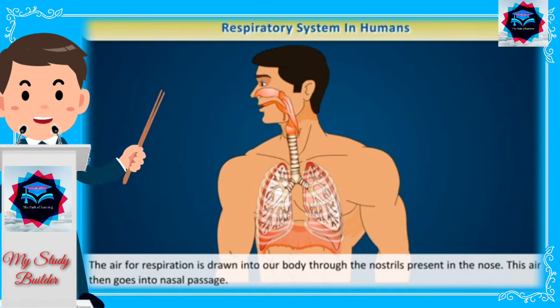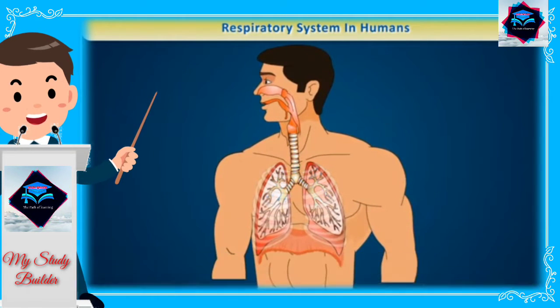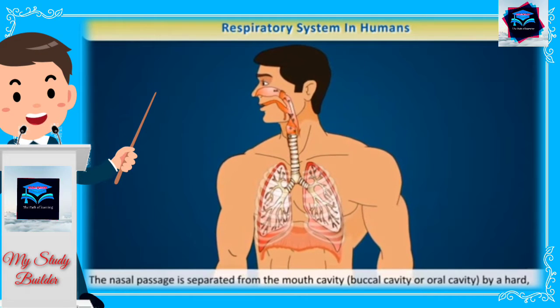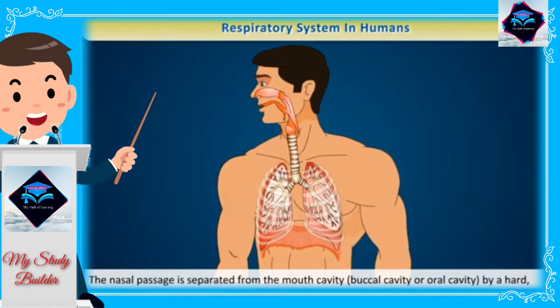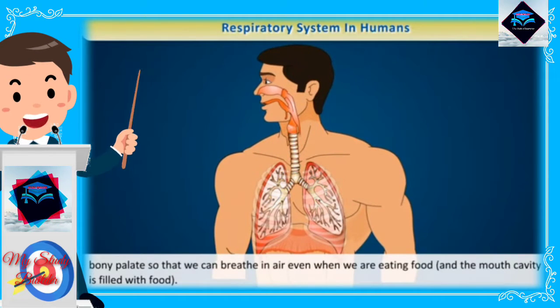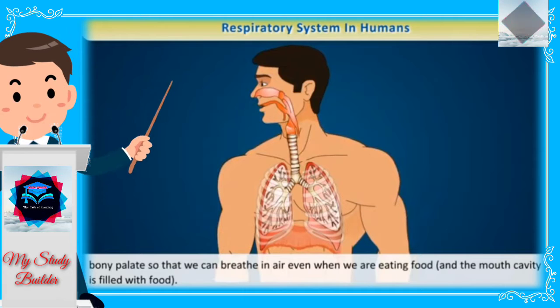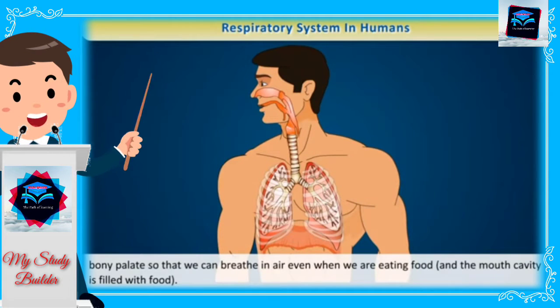The air for respiration is drawn into our body through the nostrils present in the nose. This air then goes into nasal passage. The nasal passage is separated from the mouth cavity, buccal cavity or oral cavity by a hard, bony palate so that we can breathe in air even when we are eating food and the mouth cavity is filled with food.